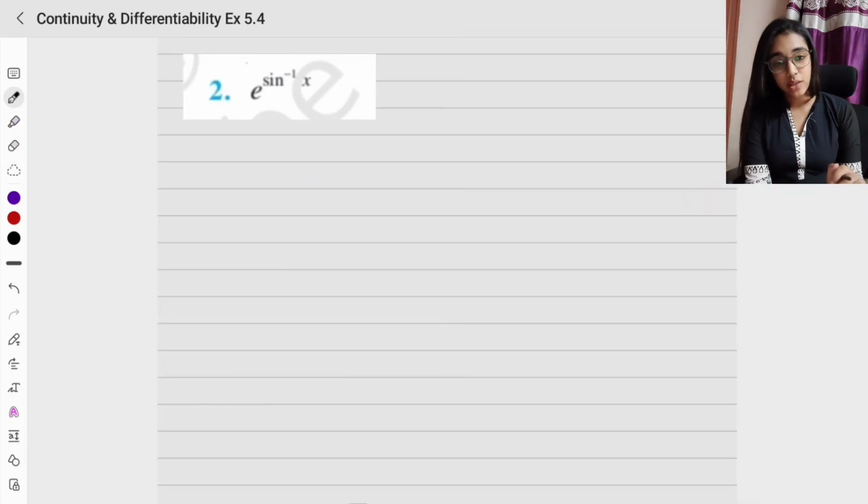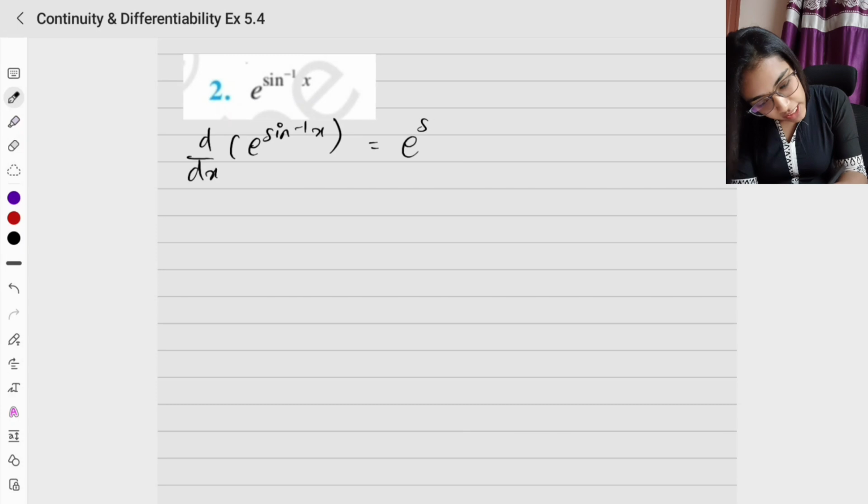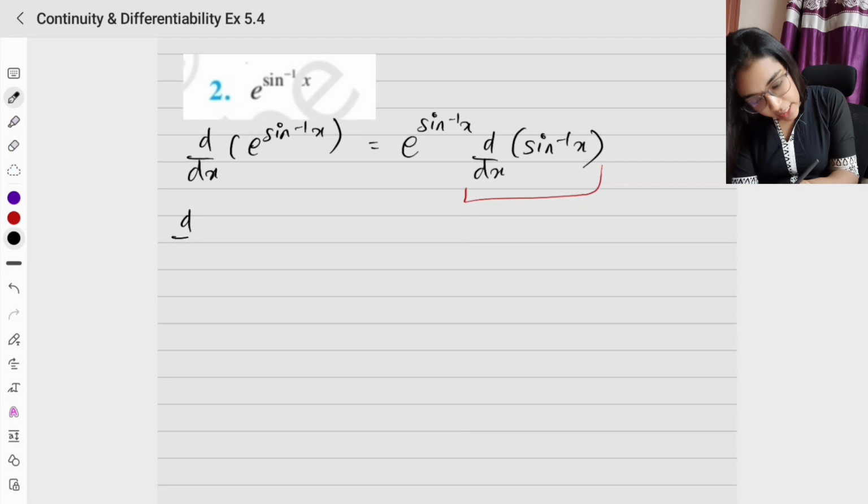Second question, e to the sin inverse of x. So first I need to do d by dx of e to the sin inverse of x, which is going to be e to the sin inverse of x times d by dx of what is in the power, correct? So d by dx of sin inverse of x. Now I will find this derivative separately. So what is it going to be? d by dx of sin inverse of x. I need to find this.